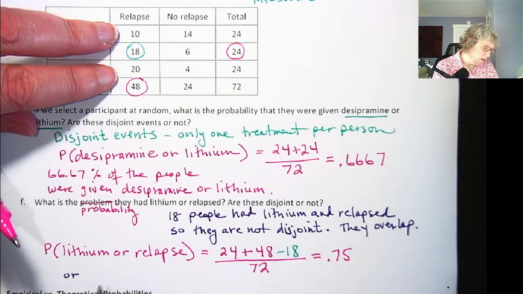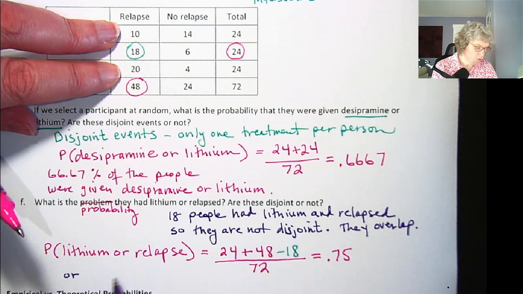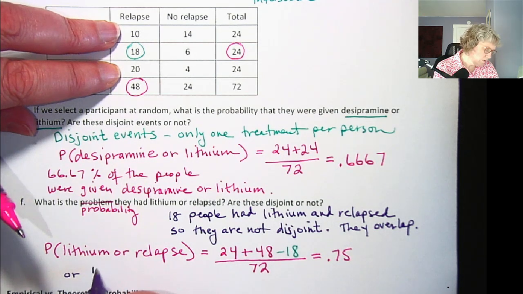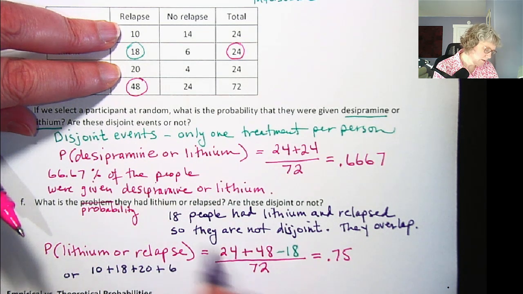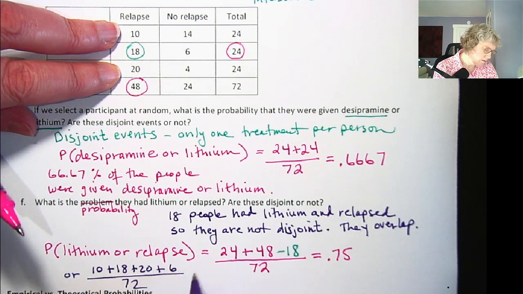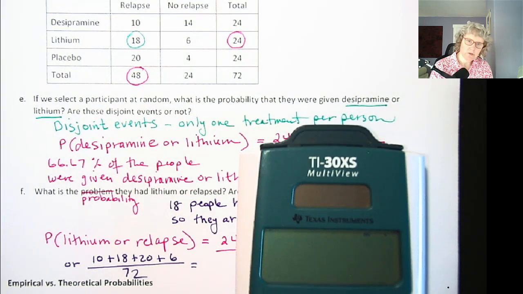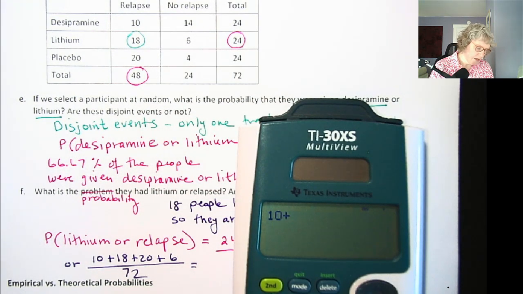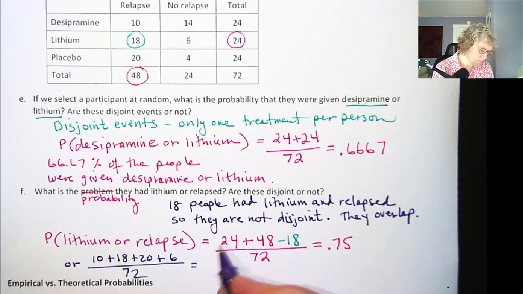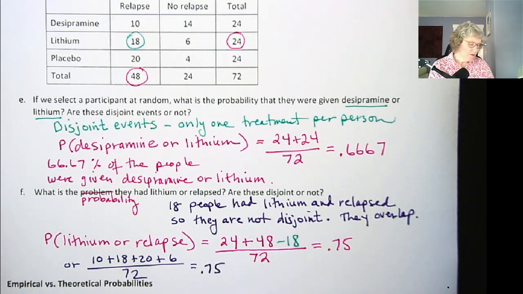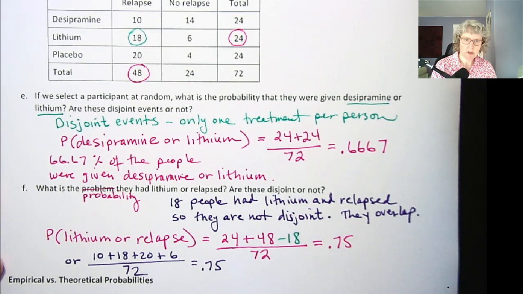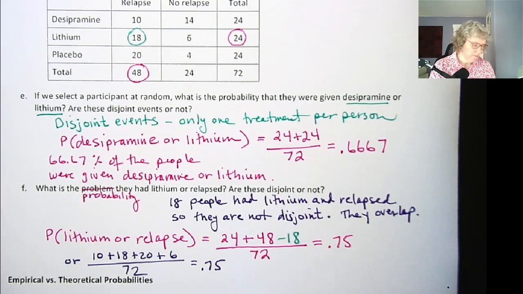So just to show you, I think I do call this the addition way. If we added all the numbers separately, it would be 10 plus 18 plus 20 plus 6 out of 72. Now we should get the same thing. Let's double check. 10 plus 18 plus 20 plus 6 is 54. I think that's what we got out of 72. Yep, 0.75. Okay, so it doesn't matter to me which way you do it. That's why you show your work. So just show your steps, and that'll be great.